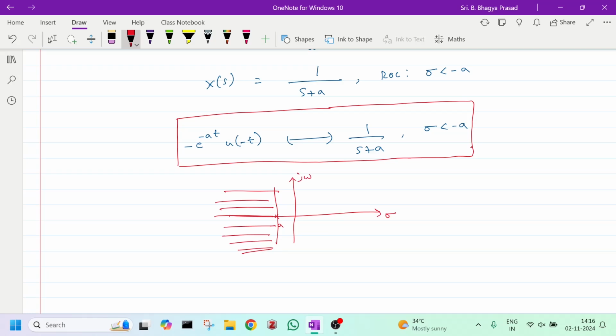This is sigma and this is j omega. Okay, so this is the left sided signal. The ROC is left side from that particular pole, minus a. So this is the observation you can make from a right sided signal and the left sided signal. For the right sided signal, the ROC will be right side of that pole. For the left sided signal, the ROC will be left side from this pole. Okay, so the difference is the ROC for the signals e power minus at u of t and minus e power minus at u of minus t.